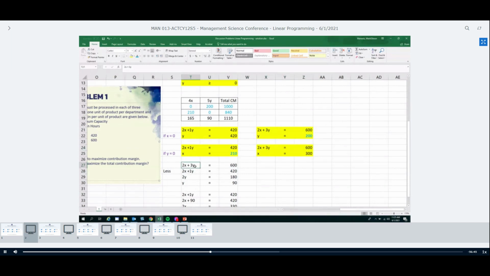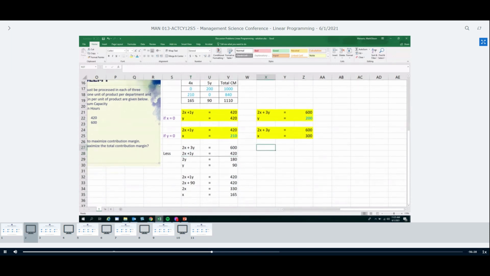So, 2x plus 3y is equals to 600 minus 2x plus 1y is equals to 420. Oh, so, pagmaminosin lang natin tong dalawa, ha? Lagyan ko ito ng ganito para hindi nakakalito. So, 600 minus 420, that's 180. Siyempre, 2x minus 2x, that's 0. Plus, 3y minus 1y, that's 2y. So, therefore, y is equals to 90. So, lagay ko na dun yung 90. Yung sa y, no?